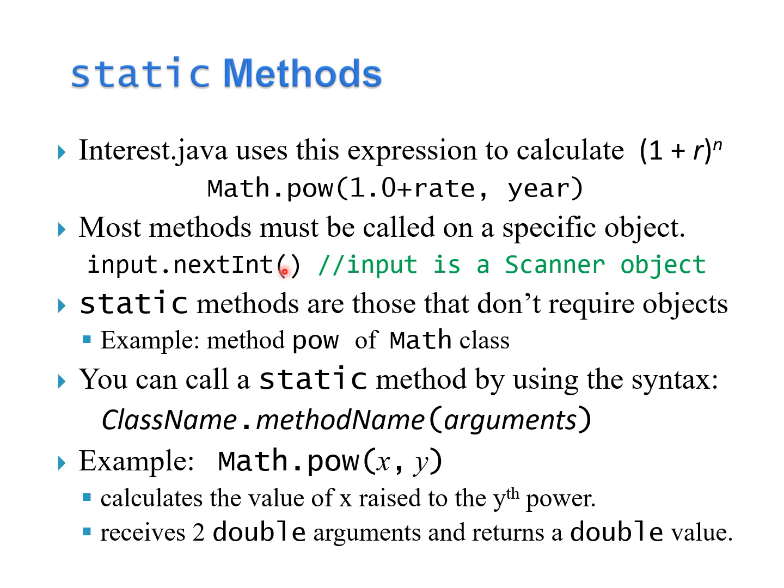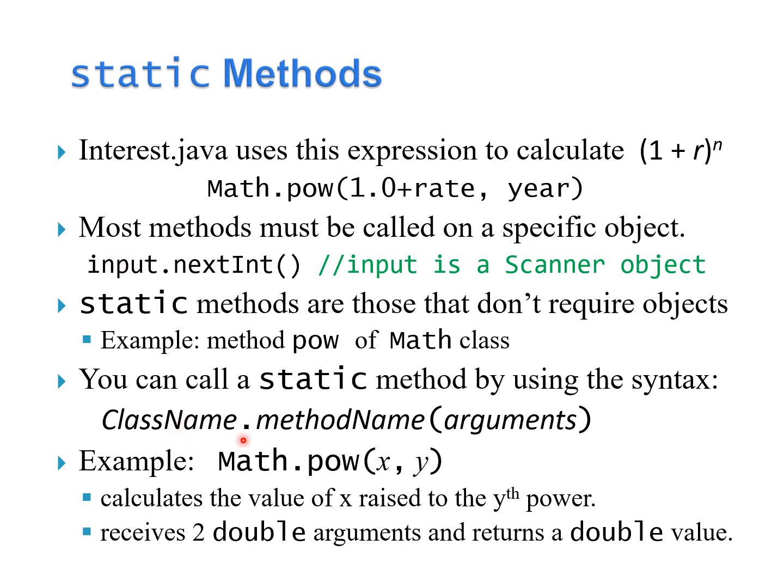However, many classes also provide methods that perform common tasks and do not require objects to call. Those methods are known as static methods. The method pow of the Math class is a static method which can be used for raising a value to a power. To call a static method of a class, you just put the class name in place of the object name, as in this syntax.